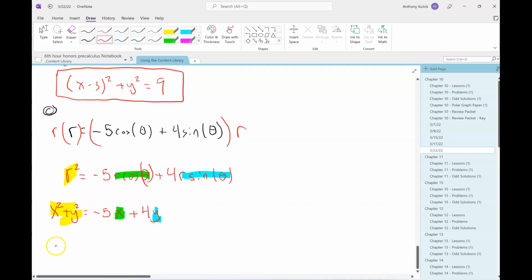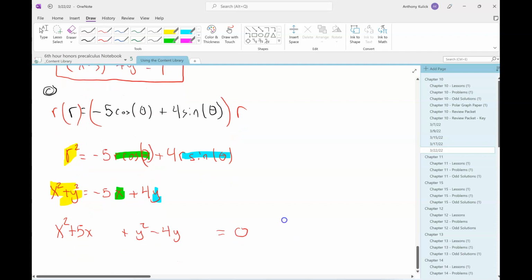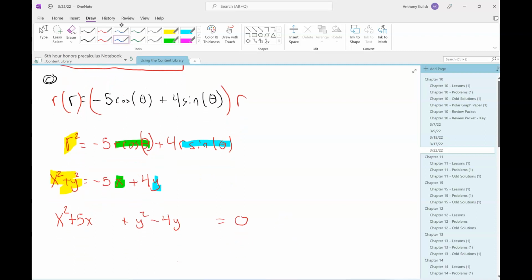Just like before, I'm going to move everything onto the same side. I'm going to group the x's together. And then I'm going to group the y's together. So far, so good.